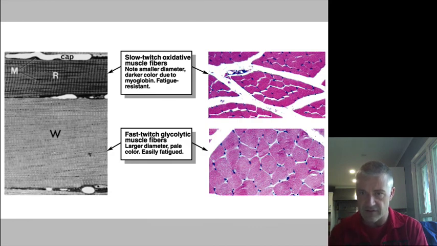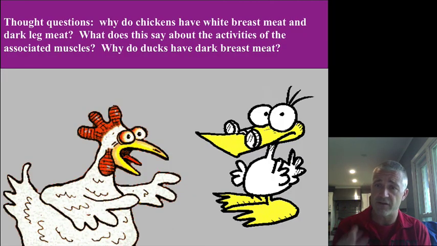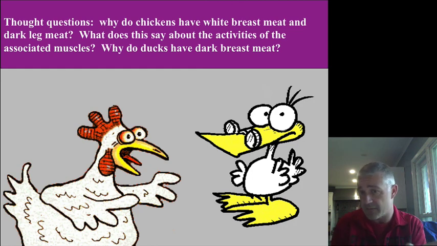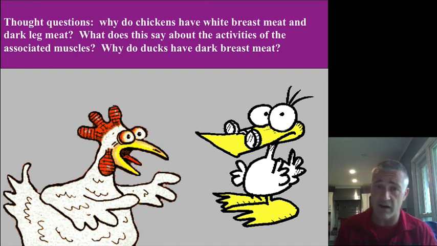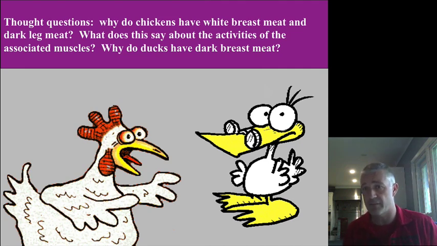And you can see some differences in the diameter and the coloring of the slow oxidative versus the fast glycolytic. This is part of the reason that chickens have white breast meat and dark leg meat. Their legs are slow oxidative and their breast meat is fast glycolytic. So they have muscles that are almost entirely one or the other. Humans, it's more intermixed. But if you look at a duck, ducks actually have dark breast meat because they're a migratory bird, and they have those slow oxidative fibers in their flying muscles as well.